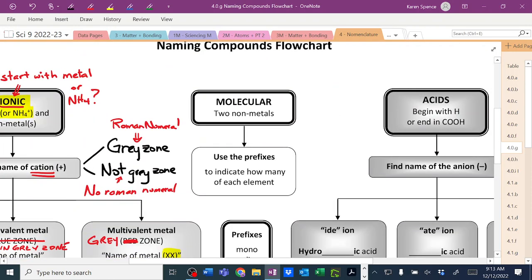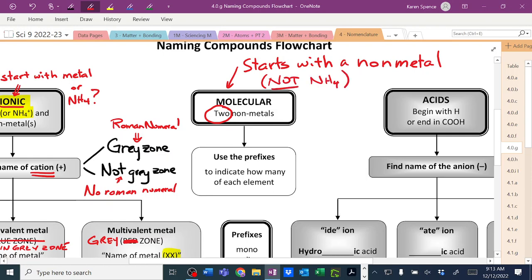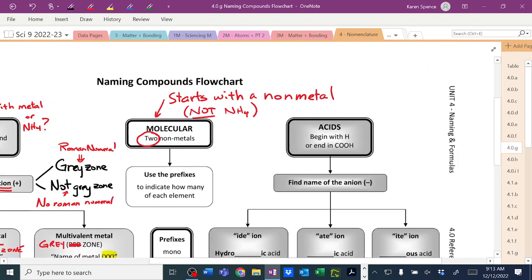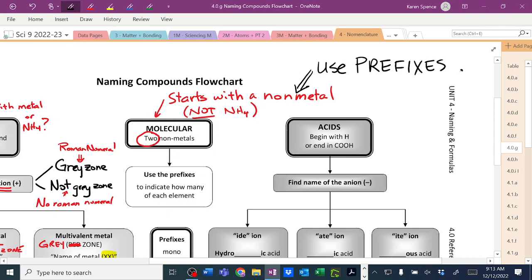Now, how do you know if you're going to use the prefix? Molecular is made of two nonmetals, so it is going to start with a nonmetal, but it's not NH4. It does not start with NH4 because if it starts with NH4, it is ionic. And if it starts with a metal, what are you going to use? You're going to use the prefixes. Okay?